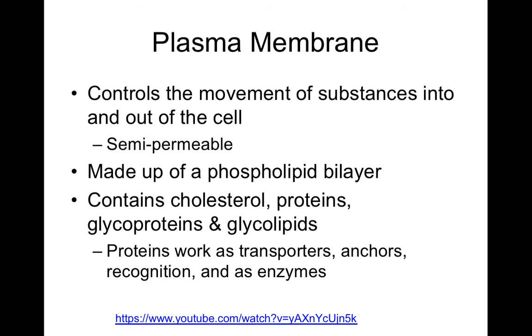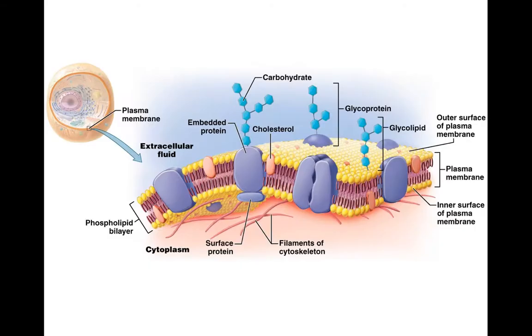The plasma membrane not only is made up of phospholipids, but also contains cholesterol, proteins, glycoproteins, and glycolipids. Now, the cholesterol helps maintain the fluidity of the membrane. The proteins, glycoproteins, and glycolipids can act as transporters, anchors, cell-to-cell recognition, as well as intramembrane enzymes.